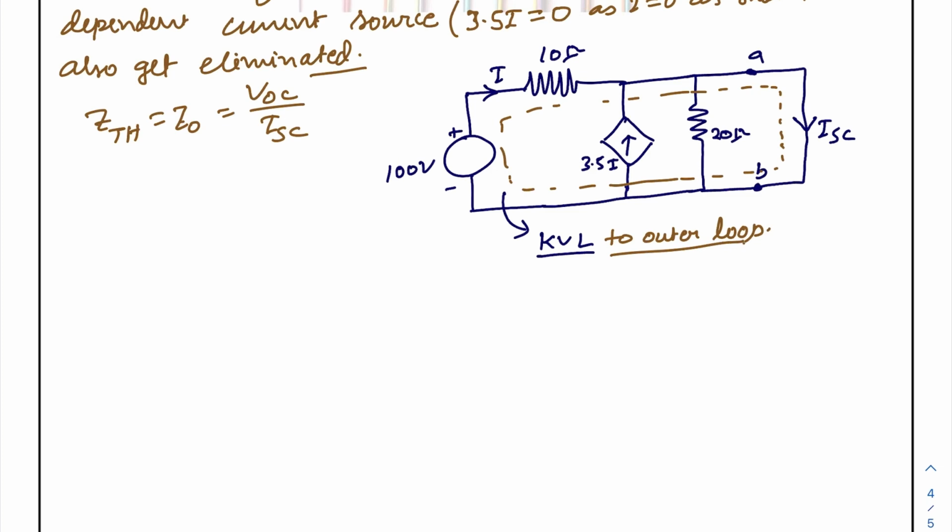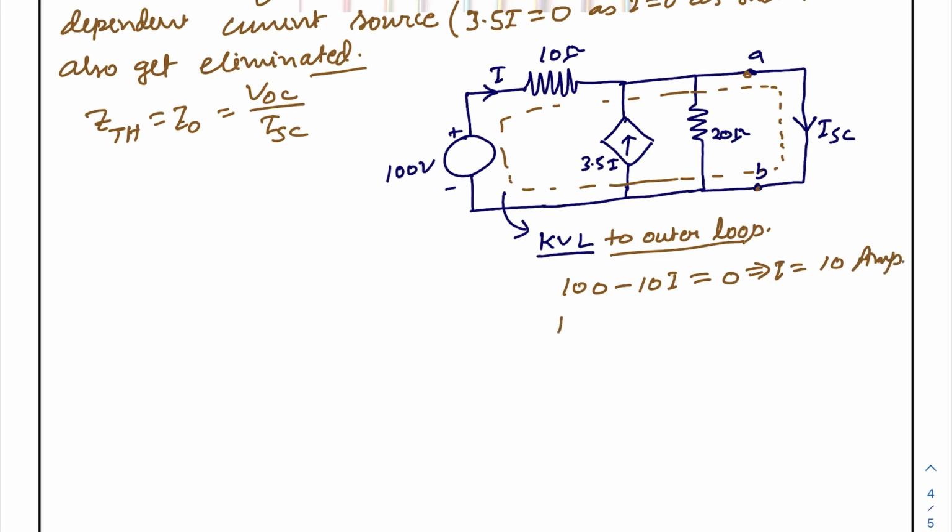So for the outer loop, what will this be? Because at the AB terminal your current is 0, your 100 volt will be there, minus 10 into I equal to 0, because there are no other sources. So the current will be your 10 amps. This current is your 10 ampere.